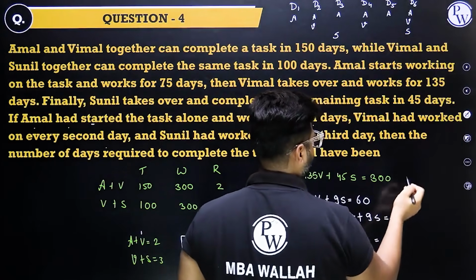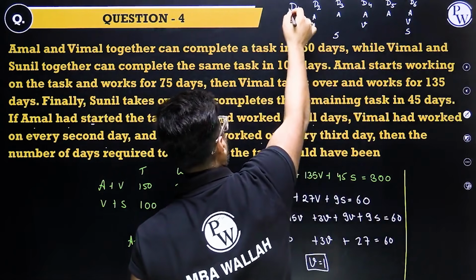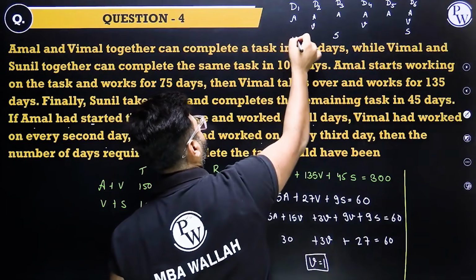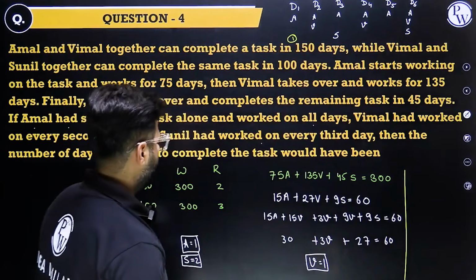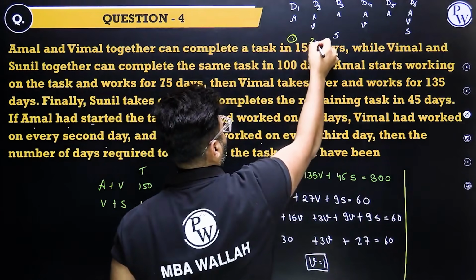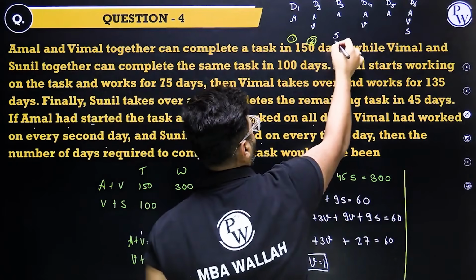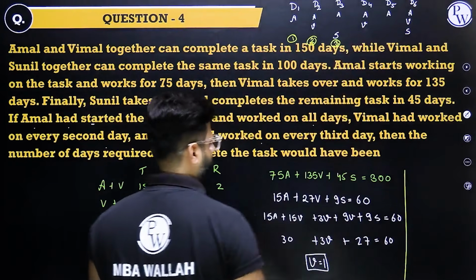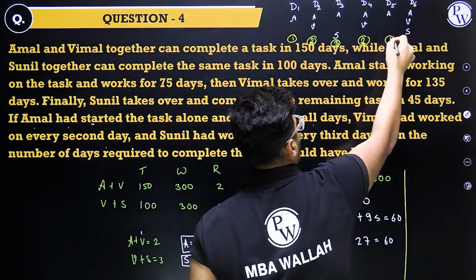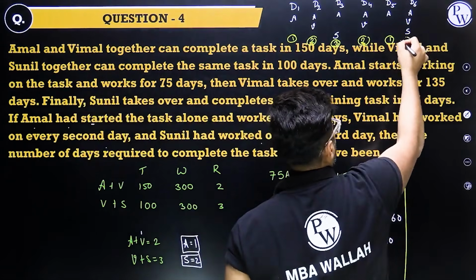So let's calculate the rate. Day 1, Amal has a rate of 1, right? So here we will have 1 work to be done. Day 2, Amal and Vimal, 2 works will be done. Day 3, Amal and Sunil, 3 work will be done. Day 4, Amal, Vimal, 2 work will be done. Day 5, Amal, 1 work will be done. All 3, 4 work would be done.